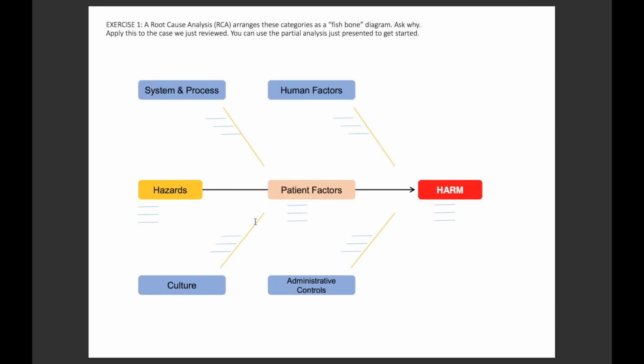And so one of the things we're going to do with this case is apply all of the factors you identified and put them in these categories to go through and understand what went wrong.